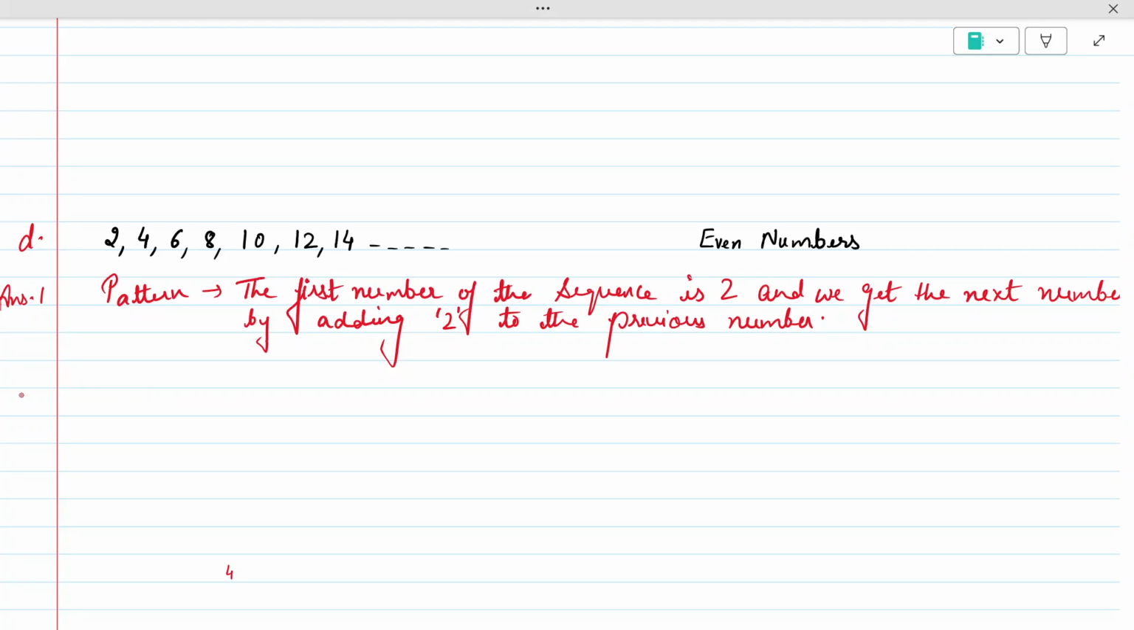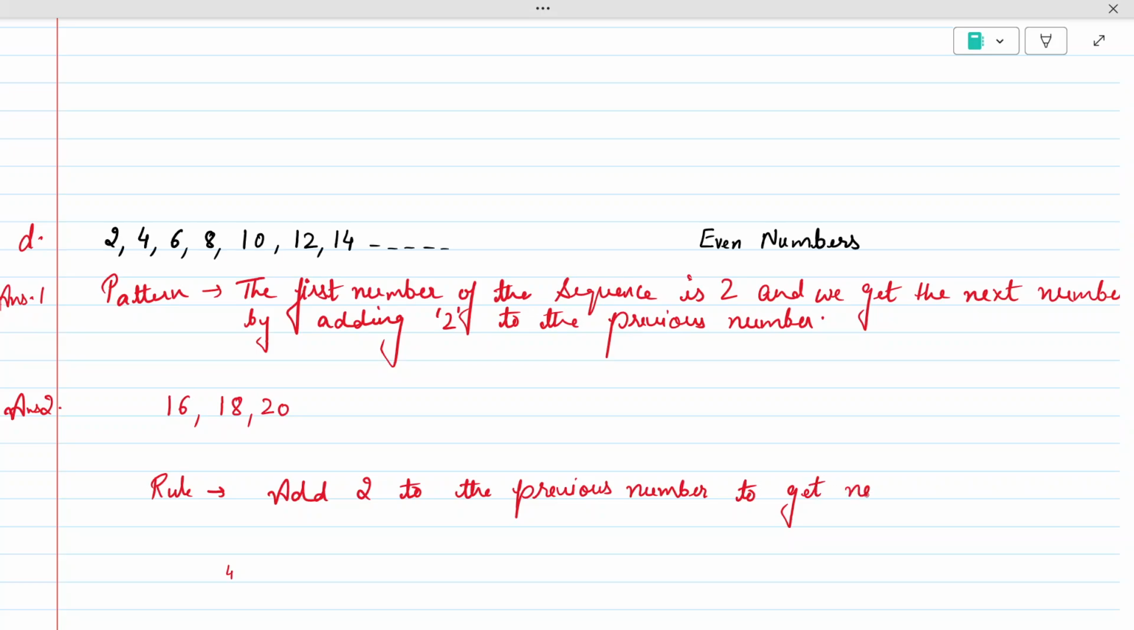Now, coming to the answer number 2, which is the next three terms. So it will be 14 plus 2, 16, 16 plus 2, 18, 18 plus 2 is 20. And the rule now is add 2 to the previous number to get the next number. Okay.